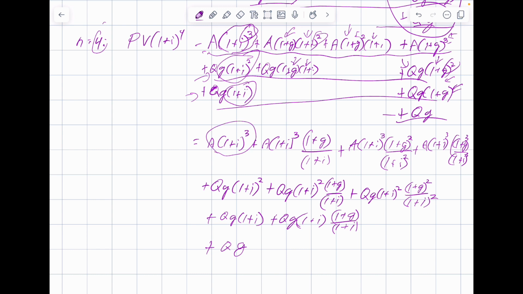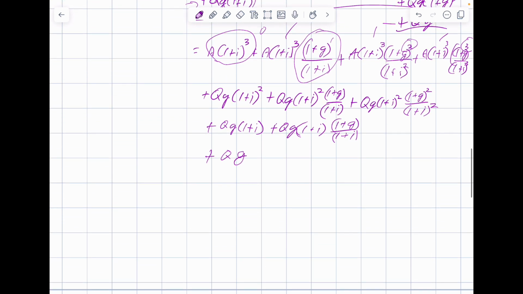Now we can clean this up a little bit. Notice that this 1 plus I to the third is in each of these terms, and this remaining 1 plus G over 1 plus I just increases in exponent, where this is to the first power, this is to the second power, and this is to the third power. And we can assume this first one is to the 0 power, because any number to the 0 power is 1.